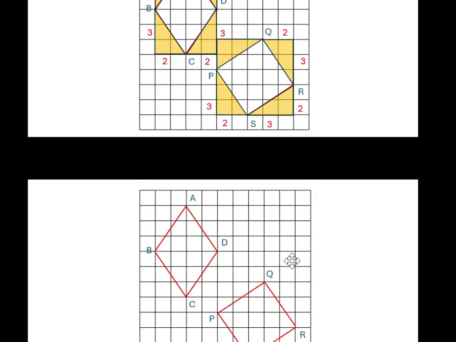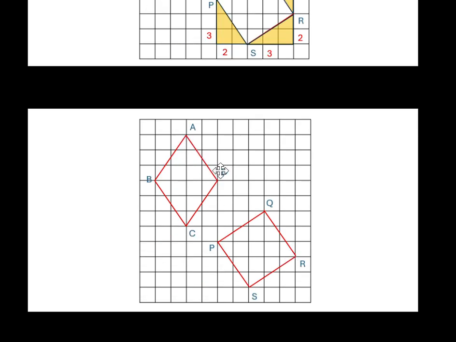With that, this is the final answer for the question in part A. So it's 2, 3, 2, 3, 2, 3, and so on. They have exactly the same length.